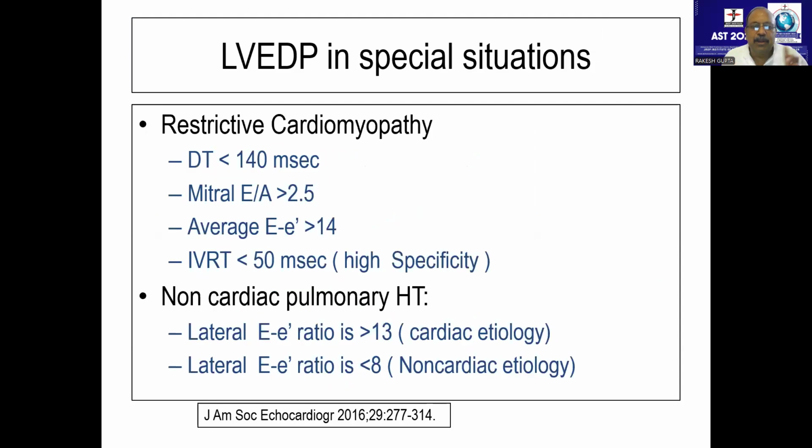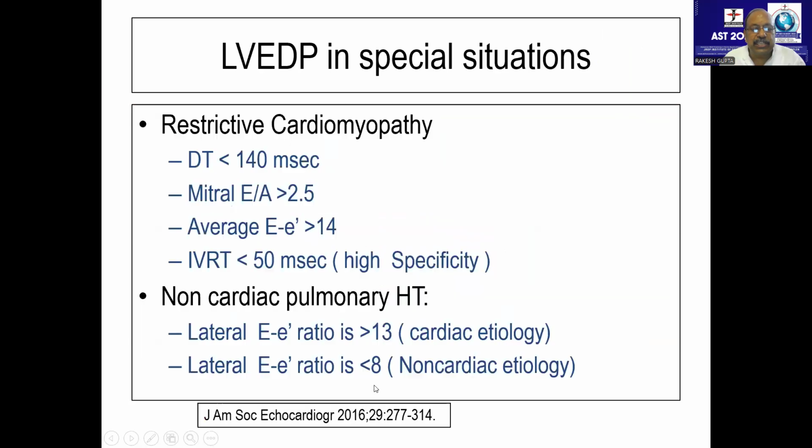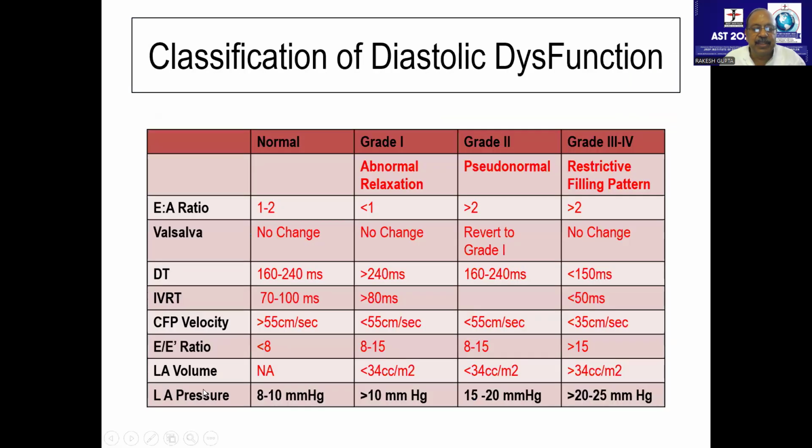At your level, I'm not asking you to learn all of them. I'm just asking you to learn these 5 parameters to calculate your LA pressure and put this LA pressure into this algorithm where normal is normal, grade 1 is mildly elevated, grade 2 is borderline moderate elevation, like 15 to 20 millimeters of mercury, and grade 3 is 20 to 25 millimeters of mercury.